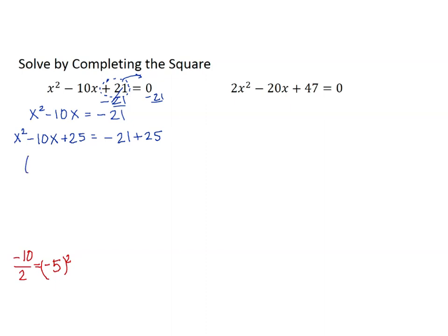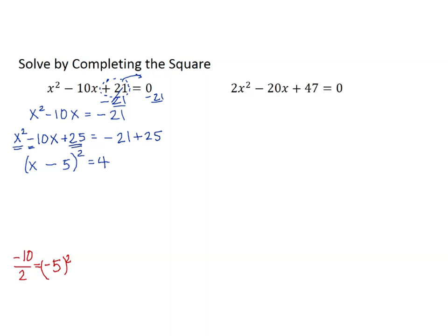So now I'm ready to write my trinomial as a binomial squared. I take the square root of the first term, square root of the last term, sign of the middle number, and I'm done on that side. On the right side, I combine like terms. Negative 21 and a positive 25 is 4.